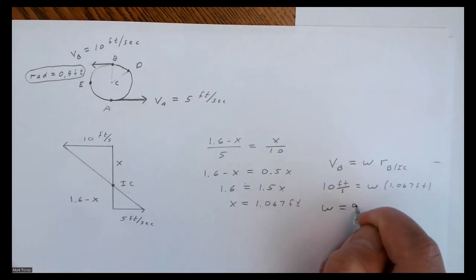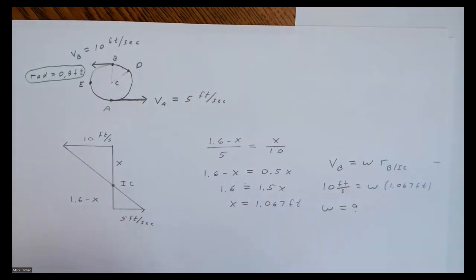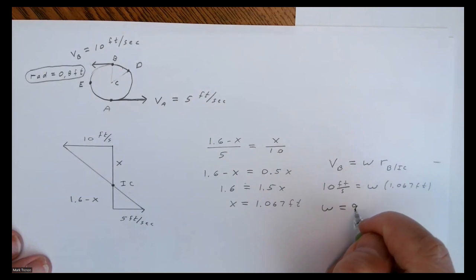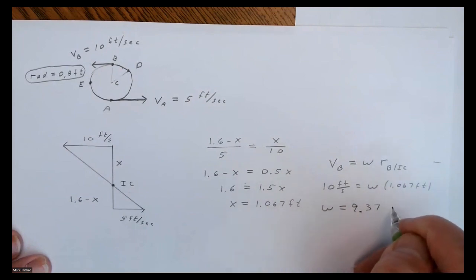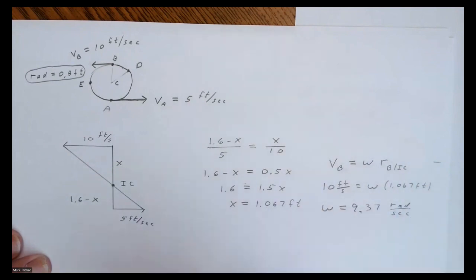And so the angular velocity is 9.37 radians per second, like that. So that gives us the angular velocity. Now we can find some of these other quantities.